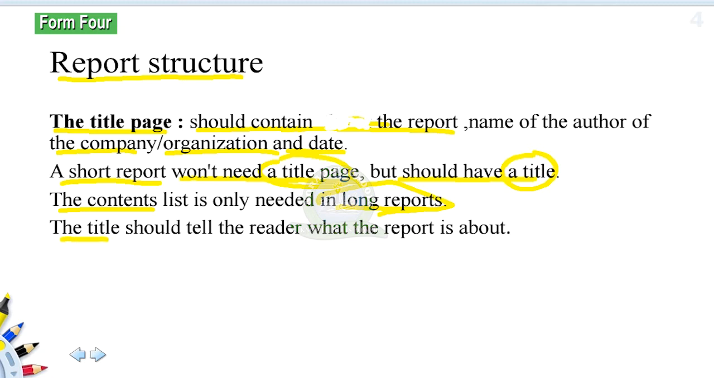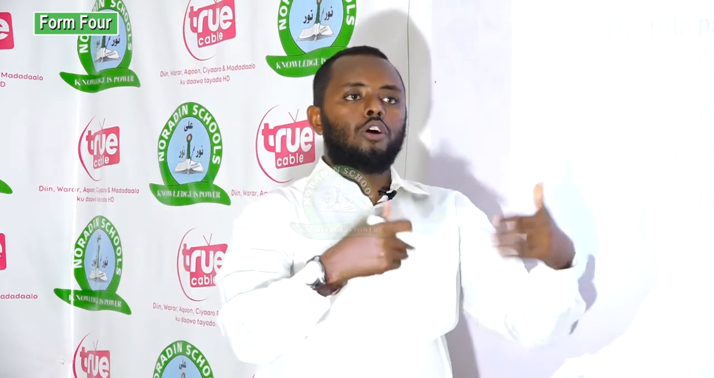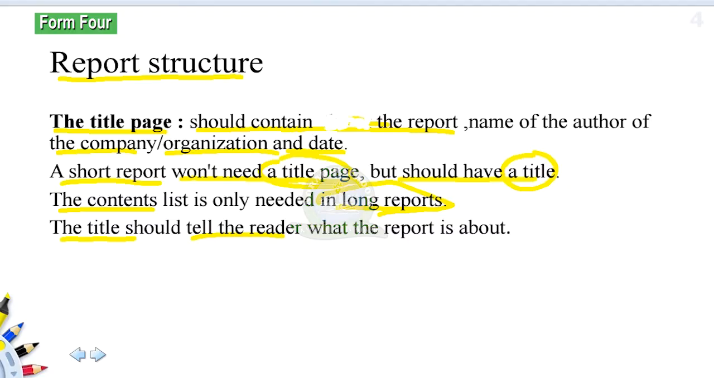The title should tell the reader what the report is about. If the report doesn't have a title, how can you understand this report? For example, our lesson is report writing. If I start and don't give any title, how can you understand? So the title should always tell the reader what the report is about. Is it a project, building projects, school projects, etc.?